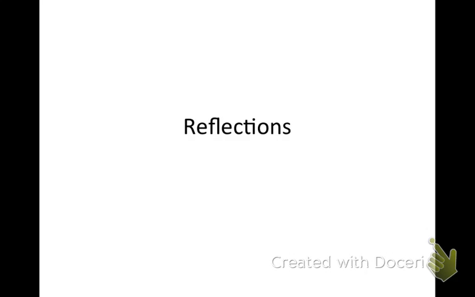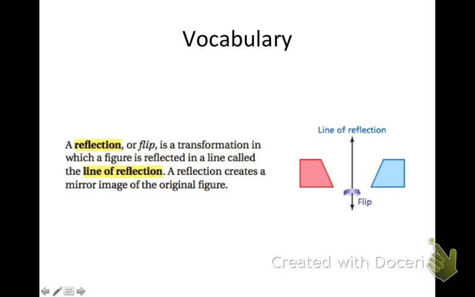Okay, today's lesson is on reflections. This is lesson 2.3 in your textbook. Here's our new vocabulary. We all know that a reflection, or what we call a flip, is a transformation in which a figure is reflected in a line called the line of reflection. A reflection creates a mirror image of the original figure.